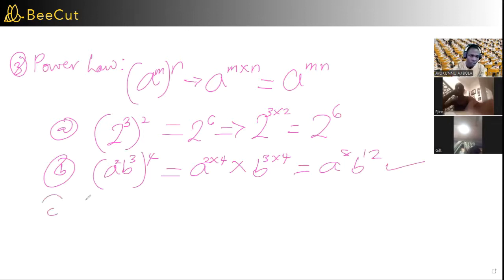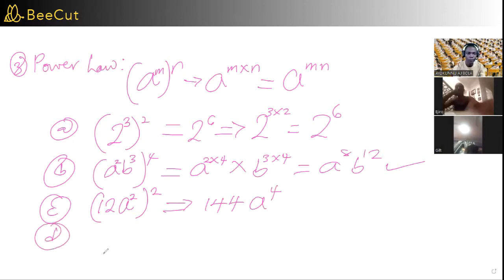Okay, then the third one. Let's assume I have 12 A squared, all squared. This is going to be 144 A raised to 4.